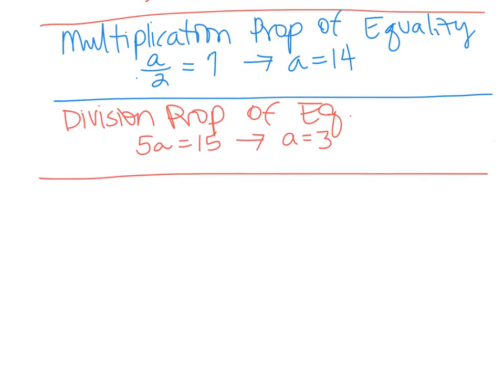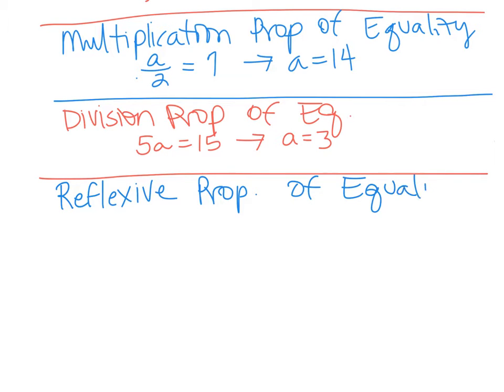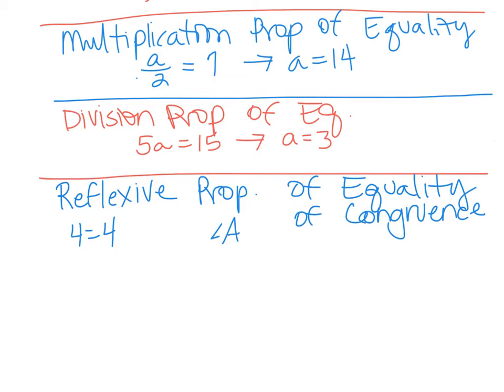Okay, so then we have our reflexive property. So this is reflexive with an X, not reflective with a CT, even though it seems like it might be, because it's when you have the same thing on both sides of your equation. And this is also a property of equality, but it's also a property of congruence. So an example would be like 4 equals 4, or angle A is congruent to angle A.